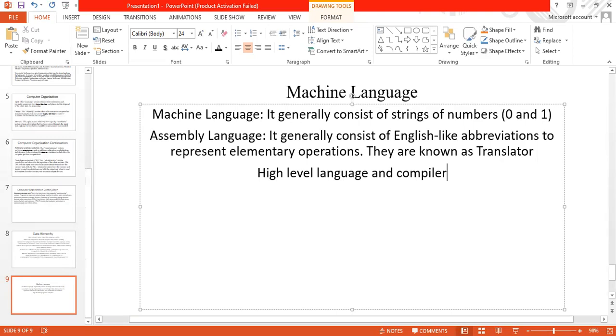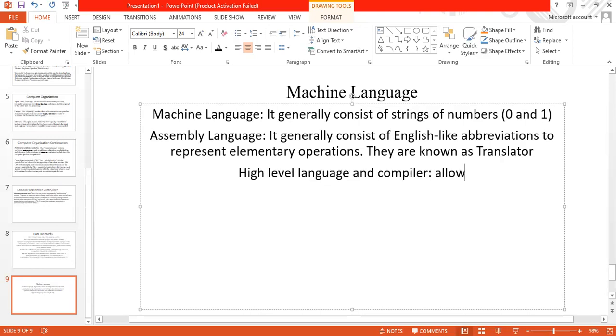So this high-level language and compiler allow you to write instructions that look almost like everyday English. But there are two things involved here. Under the hood, they help us to compile it first. Then they translate it to every language that the computer will understand.